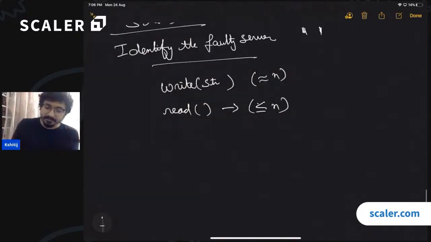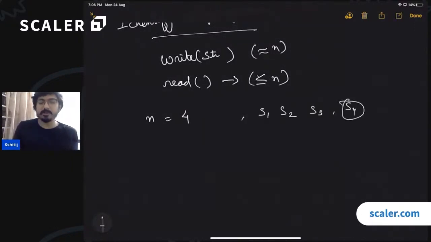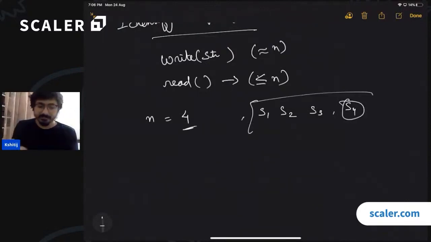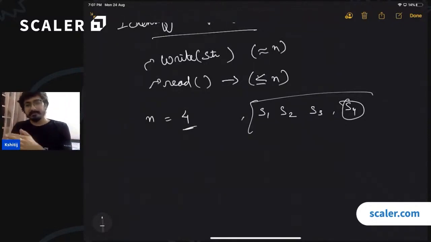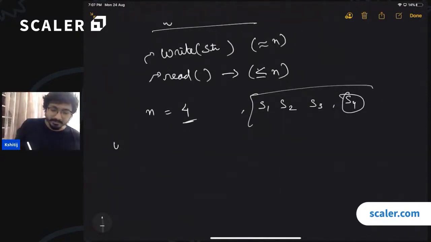Let us take an example. Let us say that the number of slaves is 4, and out of them slave 4 is the faulty slave. This is not given to you. You are only given that there are 4 slaves, and these two functions. Using these two functions, you have to identify which slave is the faulty slave. So if you enter a string, you just say write 1101.